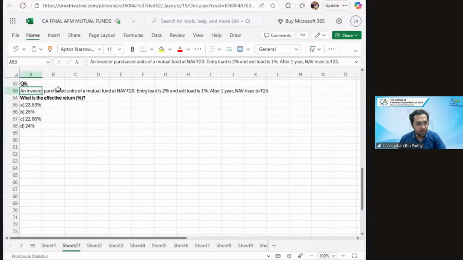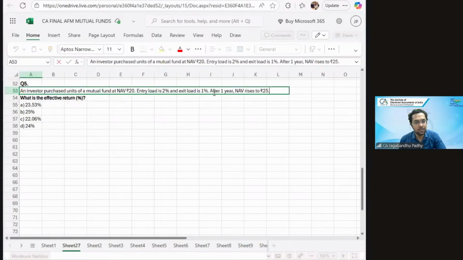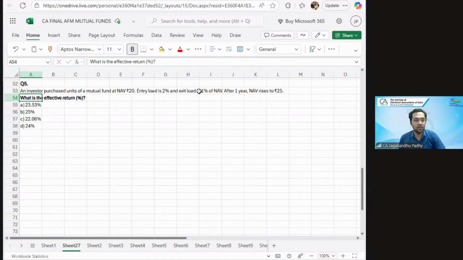Okay. So investor purchases units of mutual fund at NAV 20. Entry load is 2%. Exit load is 1%. After 1 year, the NAV rises to 25. So when the NAV is 20, entry load is 2% and exit load is 1%. One thing we need to take is that this is a percentage of NAV. If the NAV numbers are given, we commonly take NAV as the base for percentage.